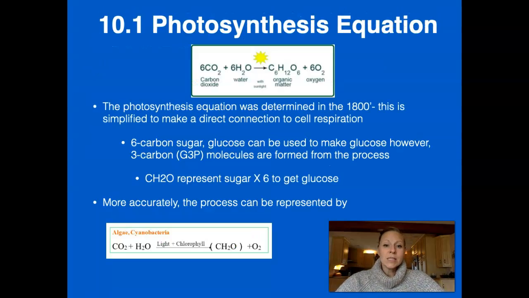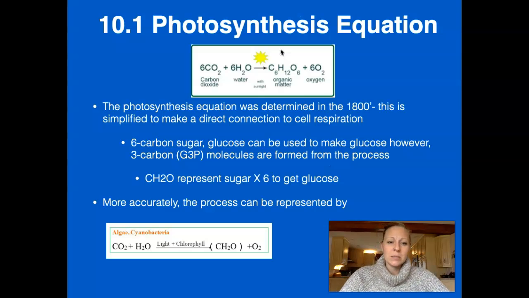Here's our photosynthesis equation. Hopefully you have committed this to memory years ago. 6 CO2 plus 6 H2O react to create C6H12O6 plus 6 O2. The photosynthesis equation was determined in the 1800s. However, this has been simplified to make connections to cell respiration a little bit easier.